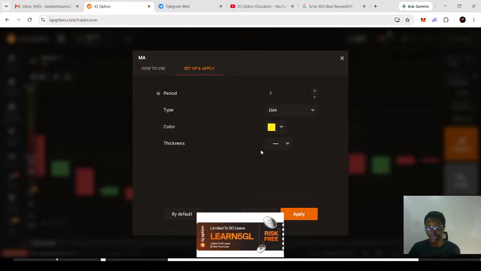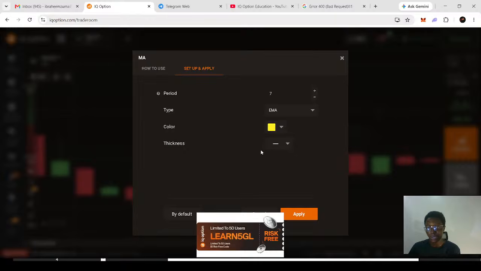Now the next EMA is the EMA 14. You just come back to the indicator section, moving average, you click it. It is already EMA 14. You change SMA to EMA, and the color is already red, so we leave it red. Then you change the lines to thicker lines, and you click apply. And so now we have our two indicators, the two EMAs.